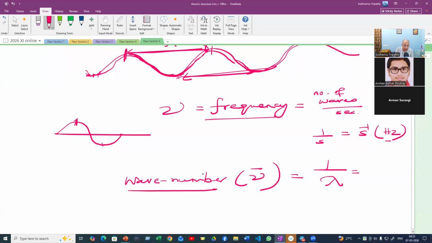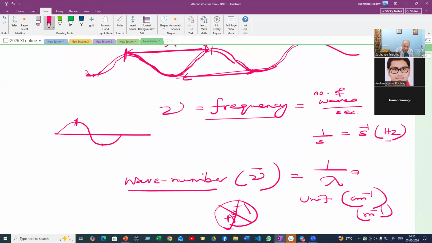So the unit is centimeter inverse or meter inverse, not angstrom inverse. There is nothing called angstrom inverse. Angstrom is an ornamental unit, not a unit for calculation. Centimeter inverse or meter inverse.